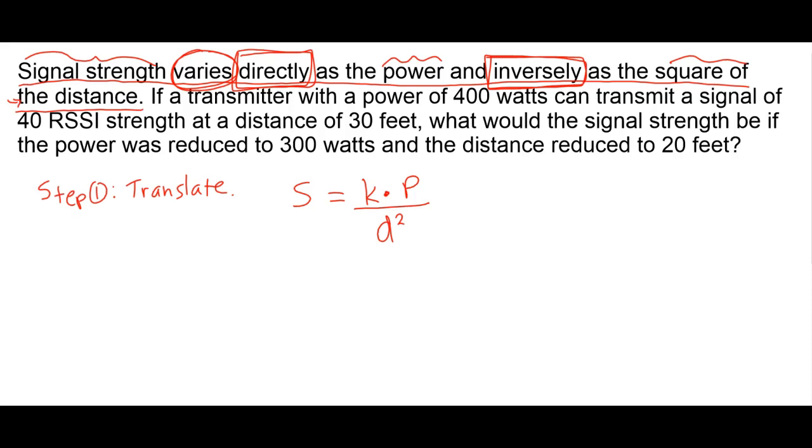Now, the problem with this equation is it's too general. This relates to all different possible signal strength relationships for all different transmitters and all different sorts of circumstances. So the second step is to narrow it down. You have to make it apply to this situation. And what that really boils down to is figuring out what that K thing is, that constant of variation. So step 2 is figure out what K is. And the way you do that is you plug in for all the other letters.